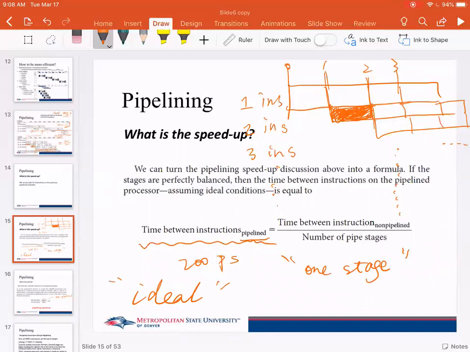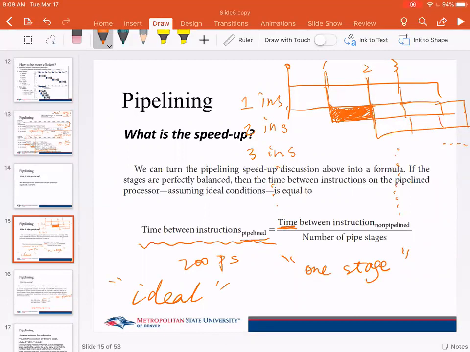Ideally then, the time between two instructions in a pipeline processor will be the full instruction time divided by the number of stages. So if you have 4 stages, each one will be 200 ps. So this is the ideal case, right?